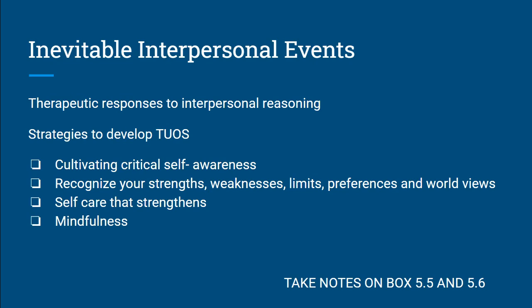I want you to look at boxes 5.5 and 5.6 and take notes on those. Those have a greater description of the possible inevitable events and different categories of events with some examples.